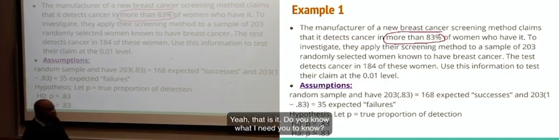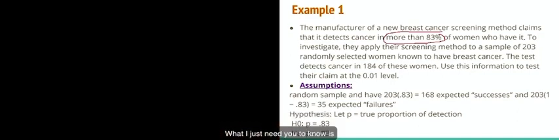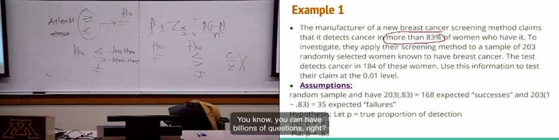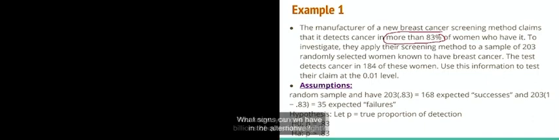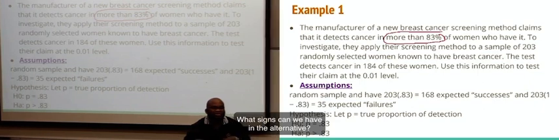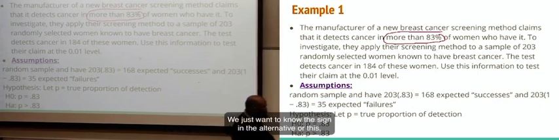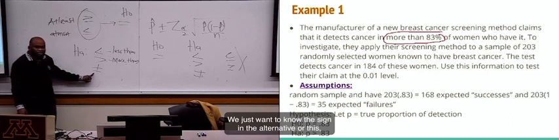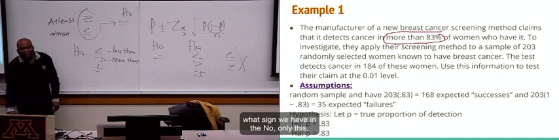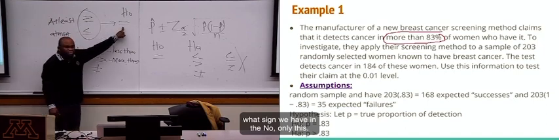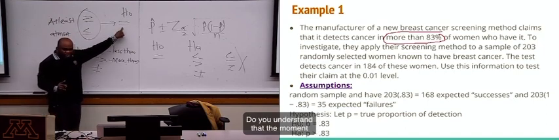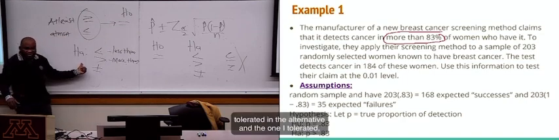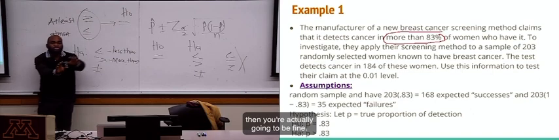Do you know what I need you to know? What I just need you to know is what sign. Forget about this. You can have billions of questions, right? What signs can we have in the alternative? This, or this. What sign can we have in the null? Only this. Do you understand that? The moment you know this principle, the sign that is tolerated in the alternative and the one that is tolerated in the null, you're actually going to be fine.